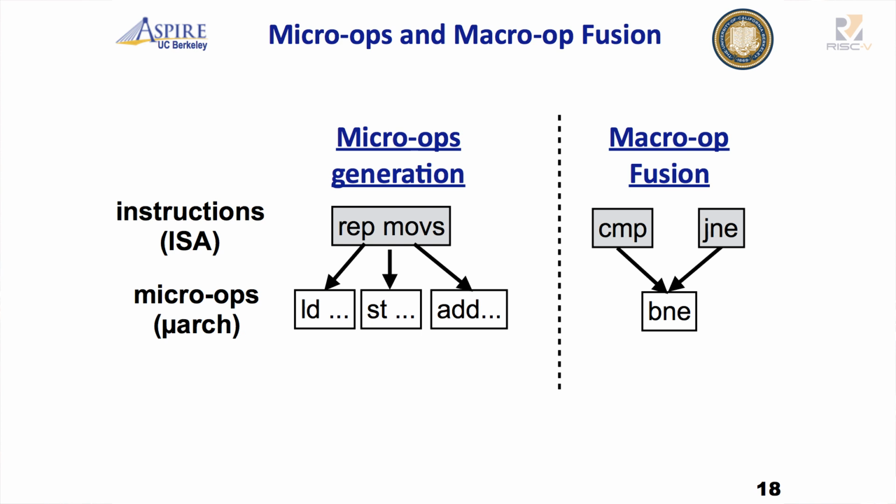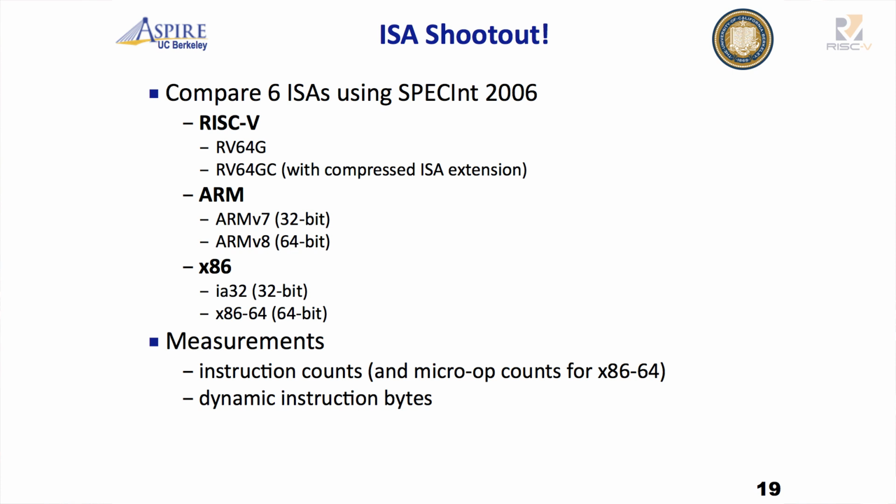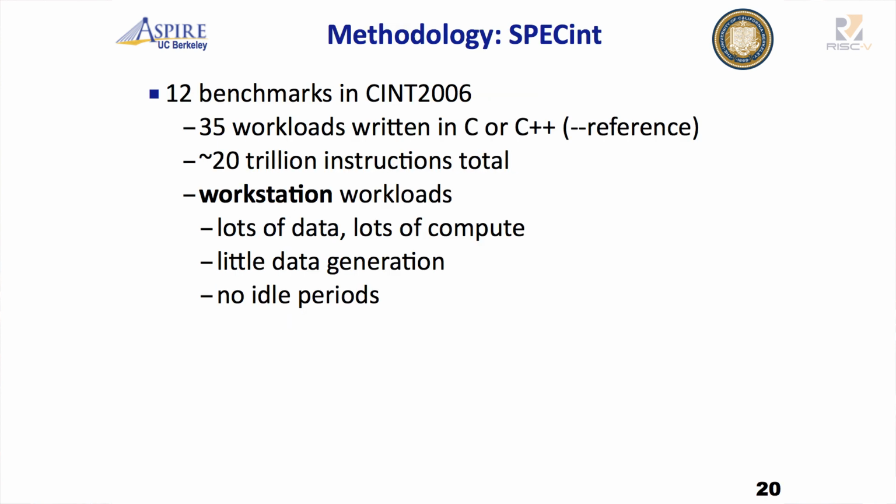Let's ignore that and let's talk about instruction counts. For our ISA shootout, we're going to compare 6 different ISAs. We're going to measure the instruction counts. For x86 64, we can also look at the micro-op count that the processor can tell us, so we can get a better feel for how much work an Intel Xeon has to do. And we're also going to look at the number of dynamic instruction bytes, how many raw bytes we have to fetch to execute the ISA.